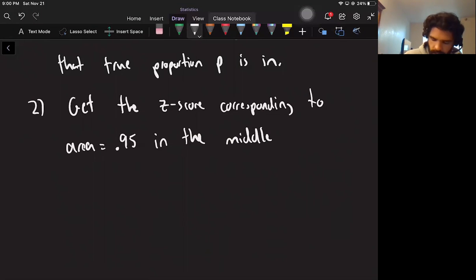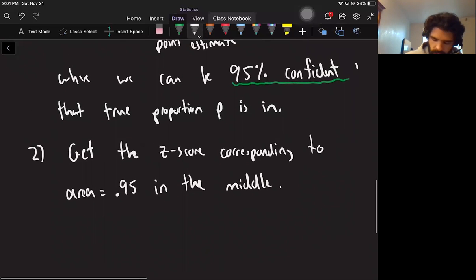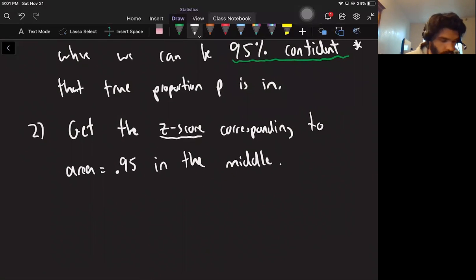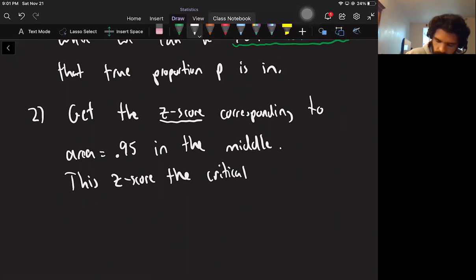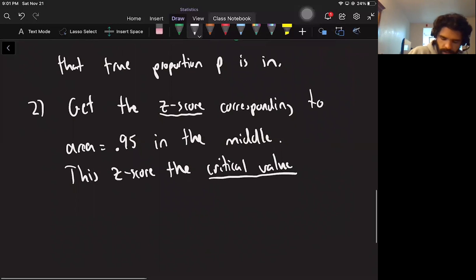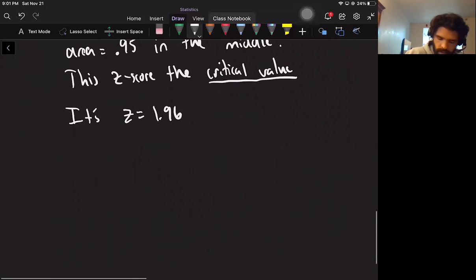That's what we need next. And this is not going to ever change. As long as you're doing a 95% confidence interval, then this z-score that we're about to get will be the same on all those other problems too. Because stats people like to have confusing things, they name everything. So they call this z-score the critical value. So you'll hear this term too. You can go look it up, but it's 1.96.